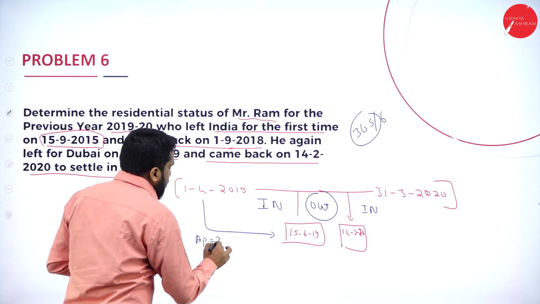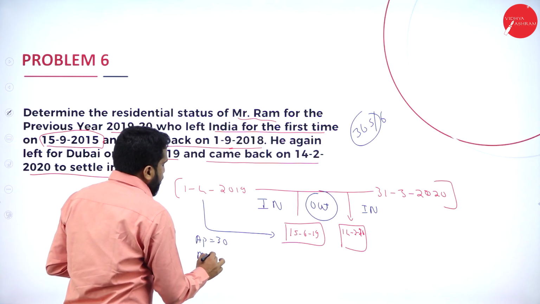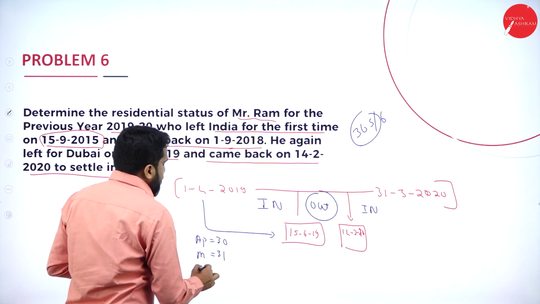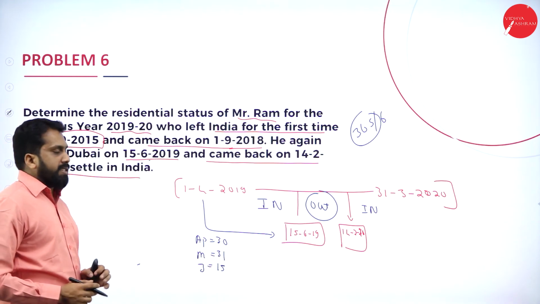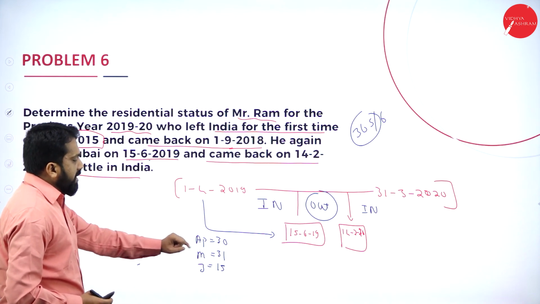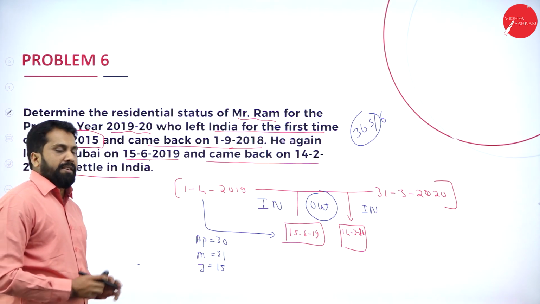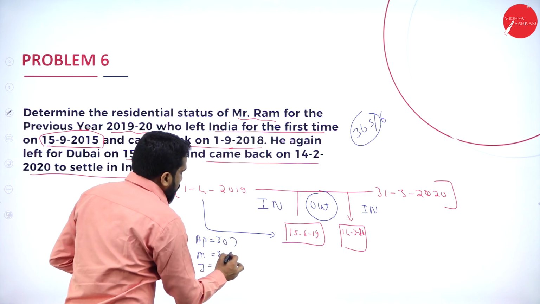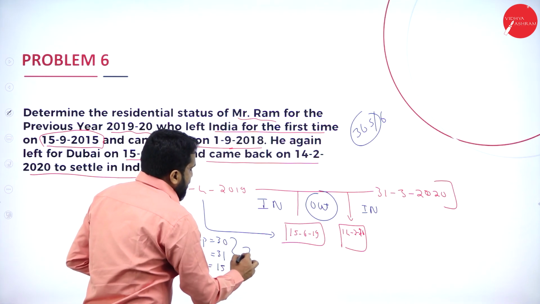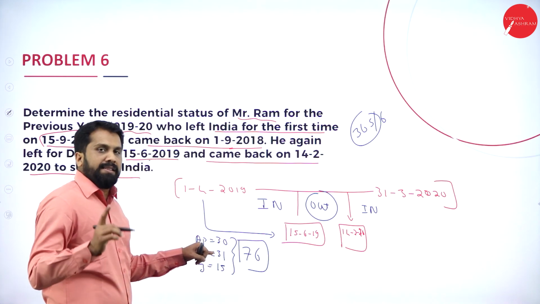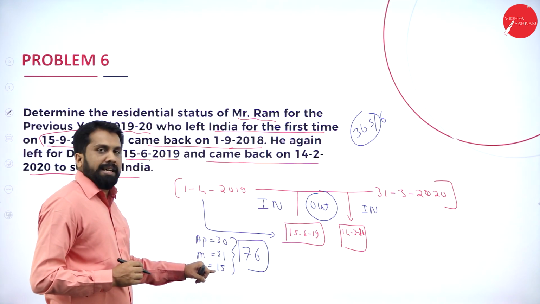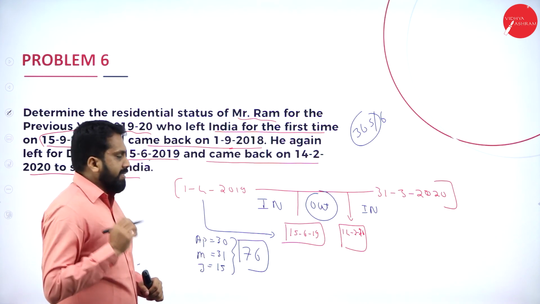April 30 days, May 31 days, and June we are there only for 15 days. So April 30, May 31 and June 15 days. So how many days was he there? Total he was there for 76 days. So 30 plus 31, 61 plus 15, total 76.